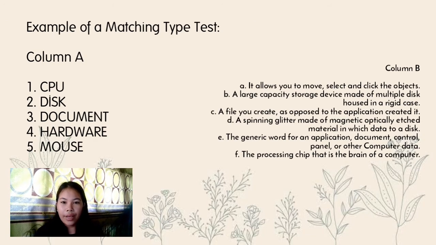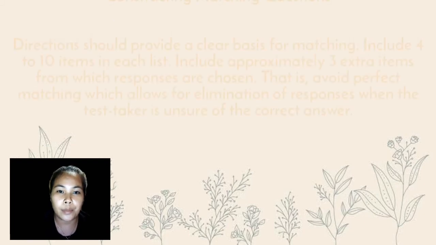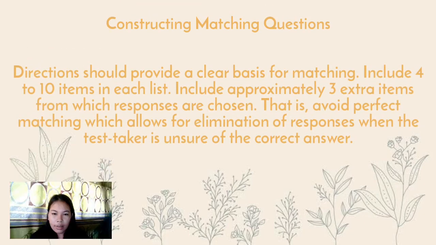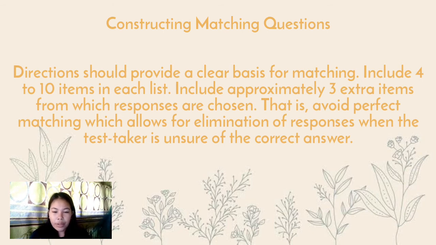So we have here an example of a matching type test. You are going to match column A and column B. Constructing matching questions. Directions should provide a clear basis for matching. Include 4 to 10 items in each list. Include approximately 3 extra items from which responses are chosen. That is, avoid perfect matching, which allows for elimination of responses when the test taker is unsure of the correct answer.